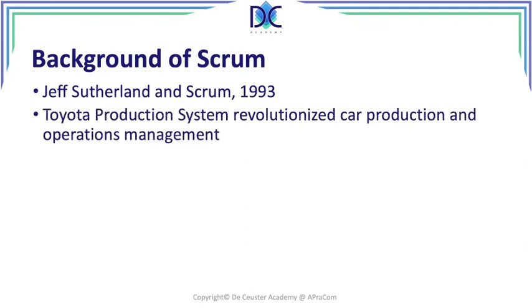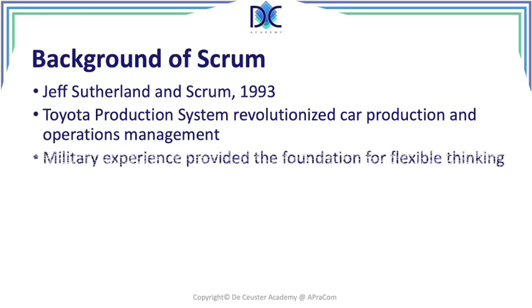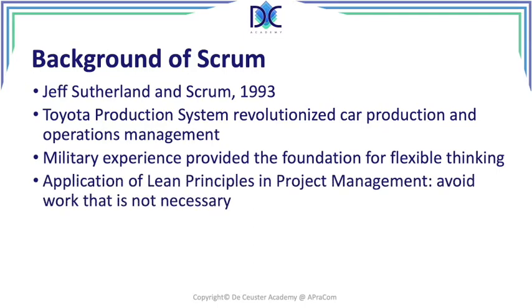Basically, the Toyota production system revolutionized car production and operations management. So a lot of principles come from there. And also, Jeff Sutherland's military experience provided the foundation for flexible thinking. Things have to be adjusted. You cannot just keep on doing the plan when the environment changes. When we look at Scrum, they started by the application of lean principles in project management. And one of the main things here was to avoid work that is not necessary.